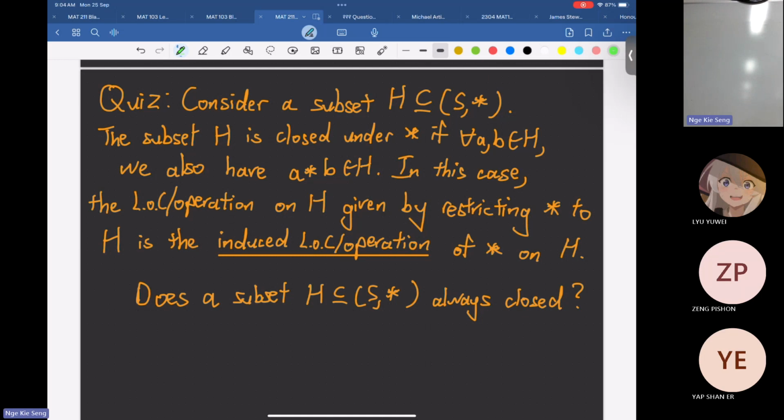Is there anyone who has problems understanding the statement here? Is everyone okay with the word subset? From a set, you pick a few elements, form a new set, which is a subset of the original set. So this is the idea of closure we introduced last lecture.